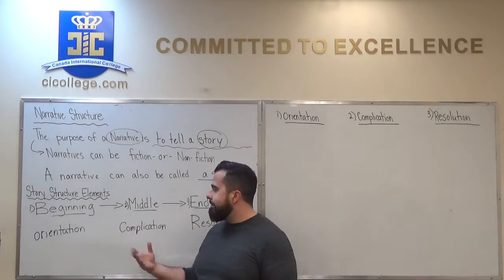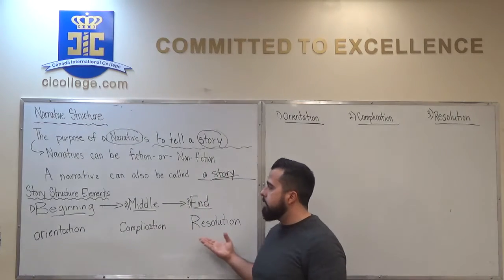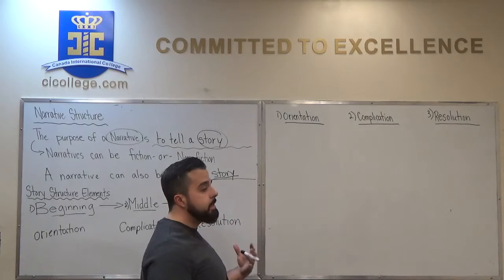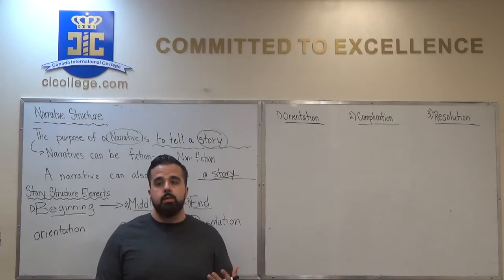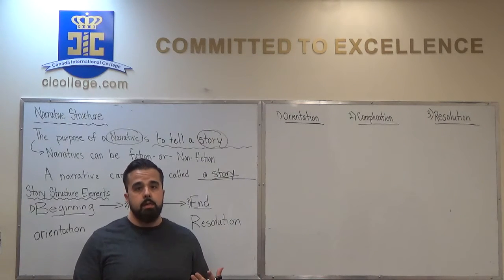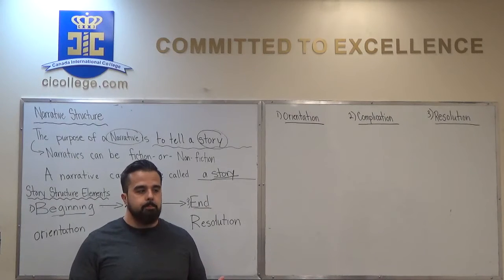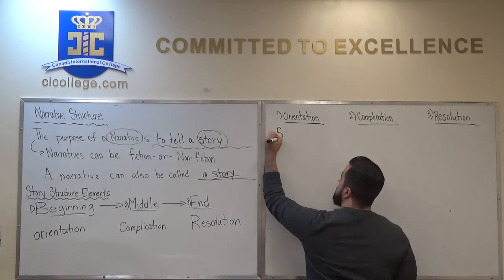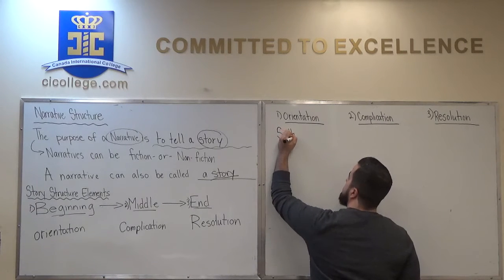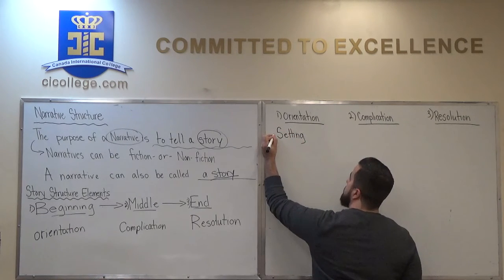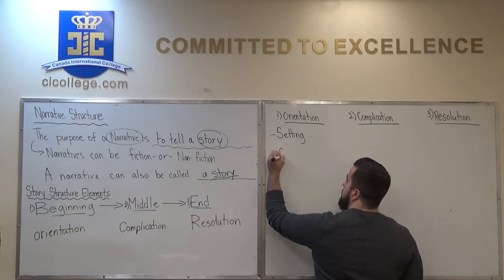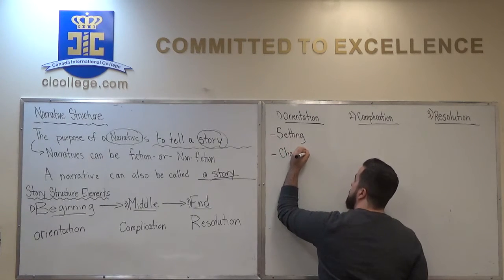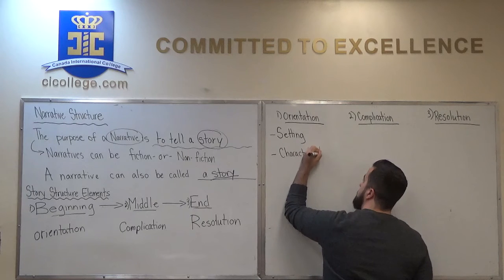So what are the features of each part of a story structure? Well, let's talk about that. When we're thinking about orientation, we are introducing the story to the audience or the reader. This happens at the beginning, and you often see things like description of the setting, the time and place that the story takes place. Characterization: we start to learn about the characters in the story and their personality traits as well.